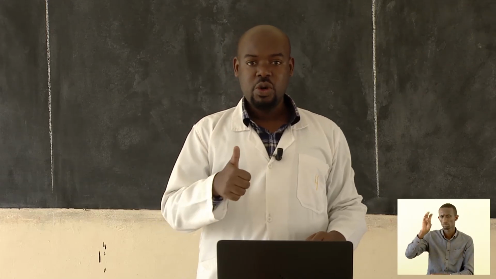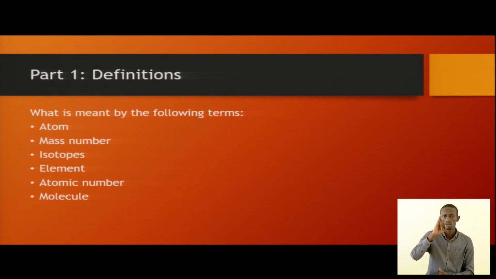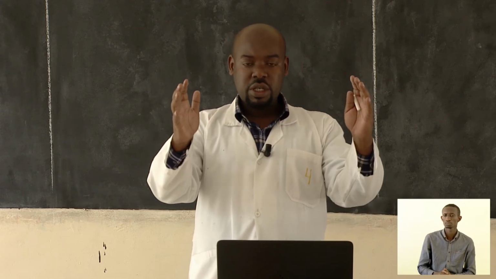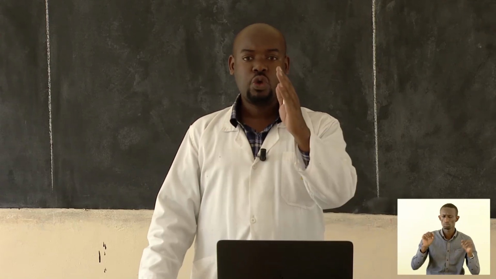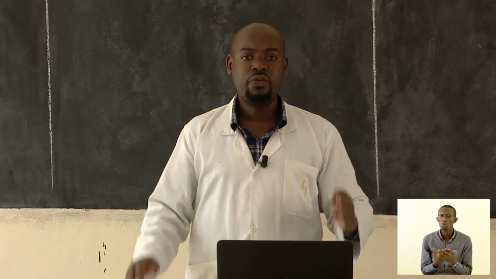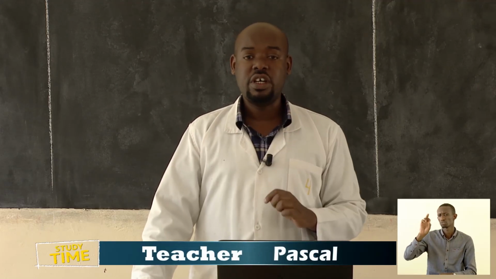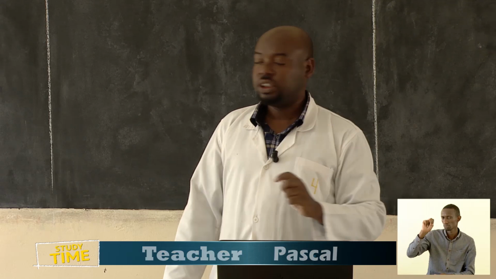Okay? So we go to the next. And what are isotopes? How did we define the term isotopes? We have seen that atoms of a given element may be different, but they should always have the same number of protons. But what we have seen that can be different is the number of neutrons. So from there we can define isotopes.